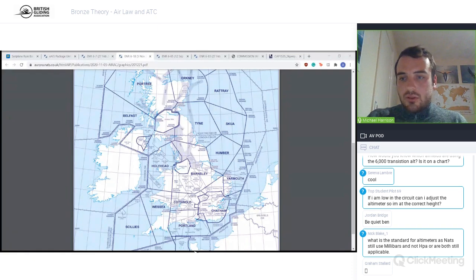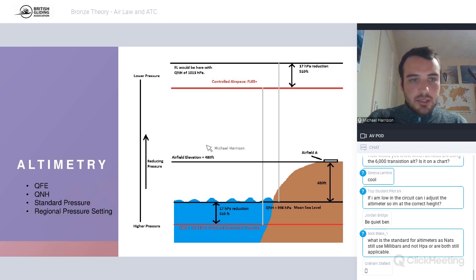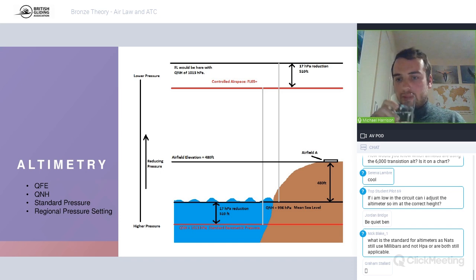Coming back to the presentation, if I can. There we go. Does anyone have any questions about that, or does that make sense? As a glider pilot, the stuff about transition altitudes and levels is less important. As long as you know the difference between an altitude, a height, and a flight level, that's really the key thing.